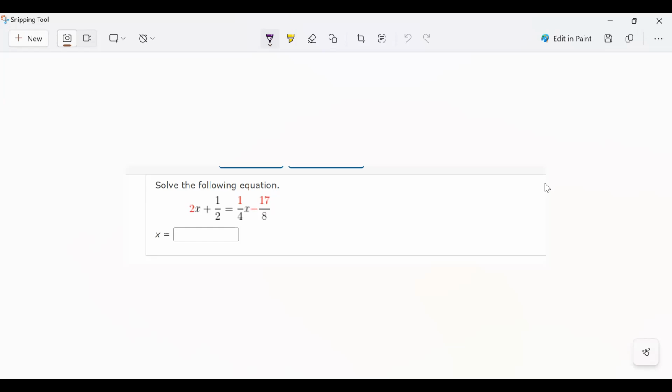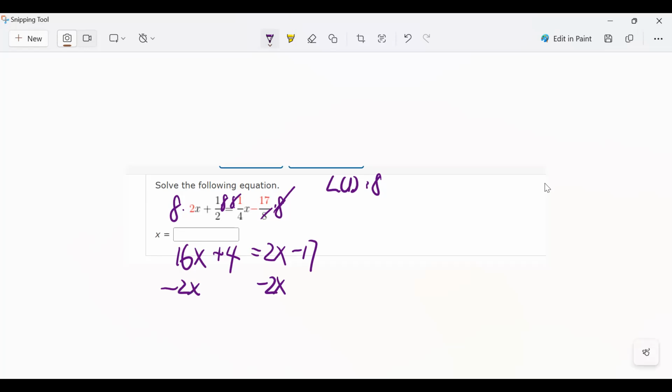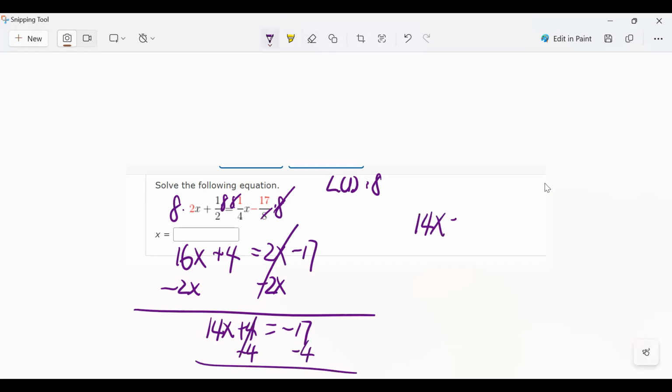All right, let's go over the solution. The LCD is 8. You multiply every single term by 8. You get 16x plus 4 equals 2x minus 17. Now, just solve for x. Subtract 2x to combine both variable terms. You get 14x plus 4 equals minus 17. And subtract 4 from both sides of the equation. So it's 14x equals negative 21.